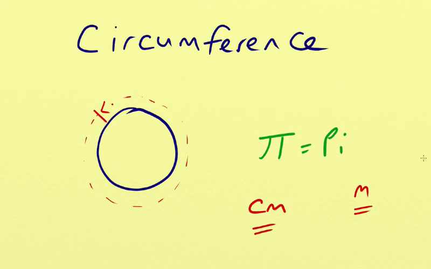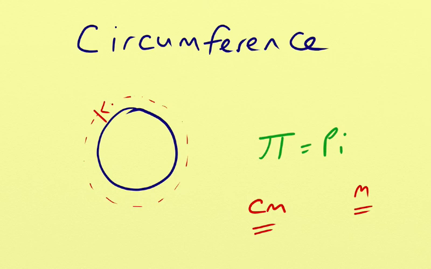Hello, in this video we're going to have a look at circumference. Circumference is just a fancy word for the perimeter around the outside edge of a circle. As we know, perimeter is the length of the outside edge of a shape, but the circle, because it's special, has its own name for its perimeter, which is its circumference.